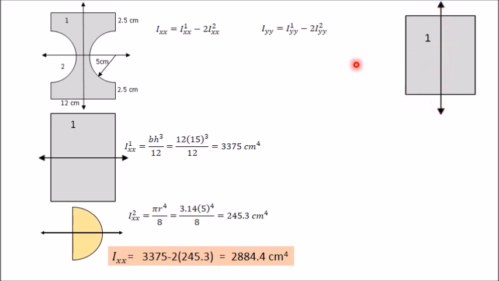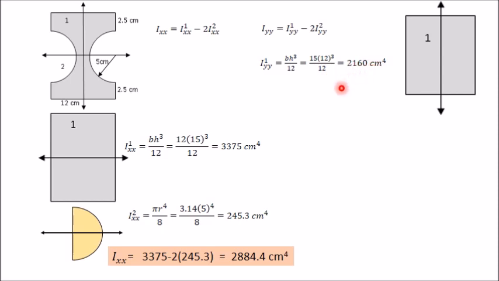Now for this, again the formula is bh cube by 12, but b is the side which is parallel to this axis, so this side is b. So here I have taken this as 15 and this side will be 12. So 15 into 12 cube divided by 12, and if you simplify you will get this value.